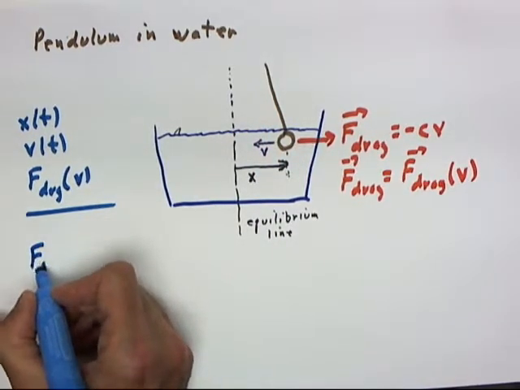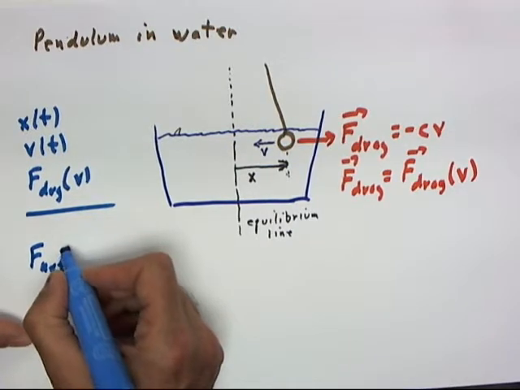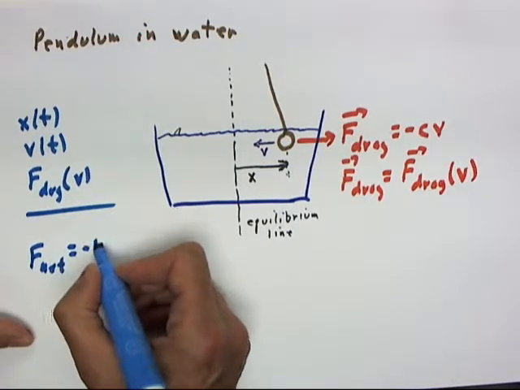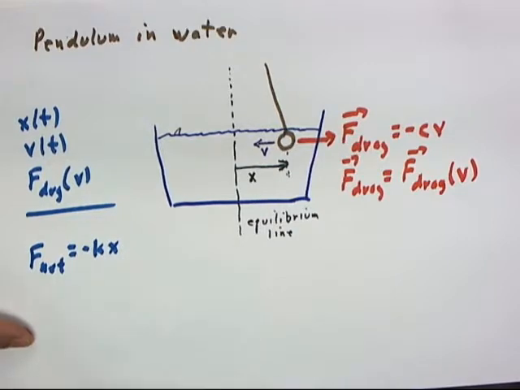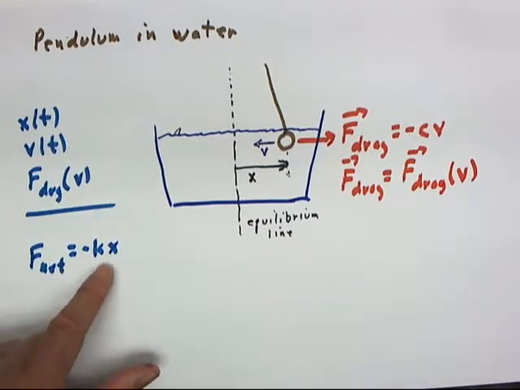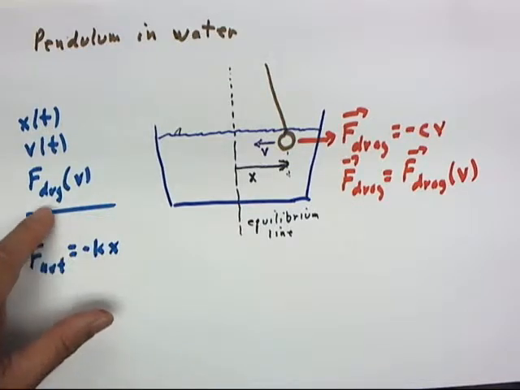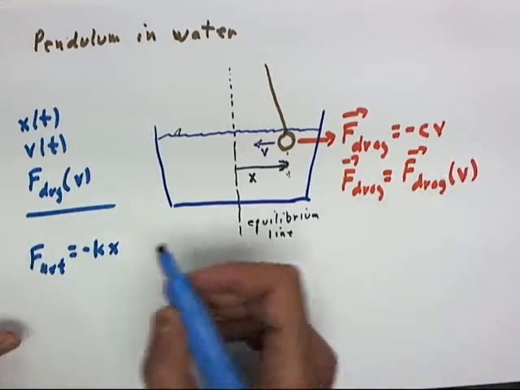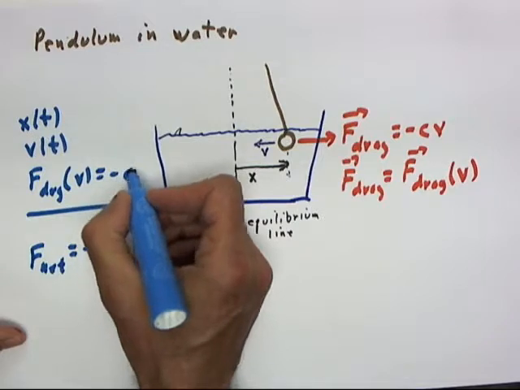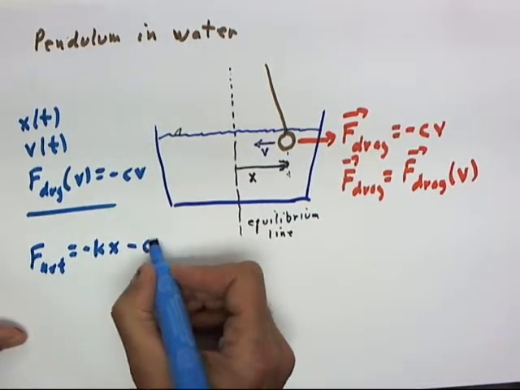Okay, now if the pendulum did not have the drag force, of course, then we would have net force on the pendulum of negative kx. But now that we have the drag force, F net is going to be negative kx, and we're going to have to add in the drag force, which is negative cv.